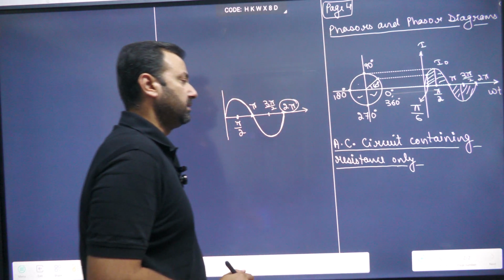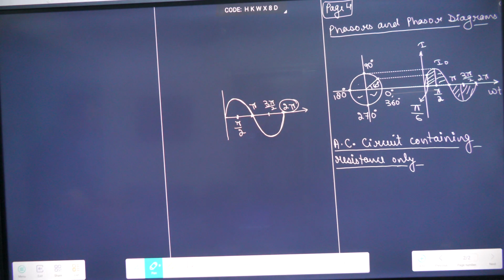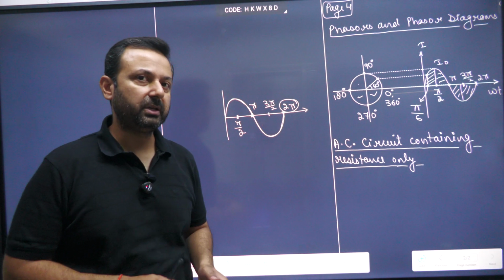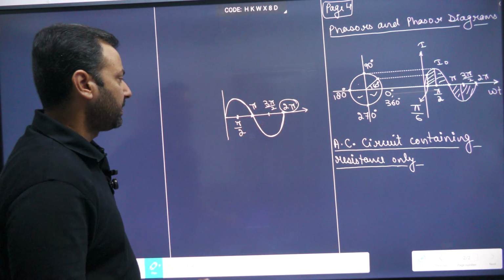AC circuit containing resistance only. So this time I am going to study a simple AC circuit where we have only a resistance. There are three types of devices which we are going to study here in AC.